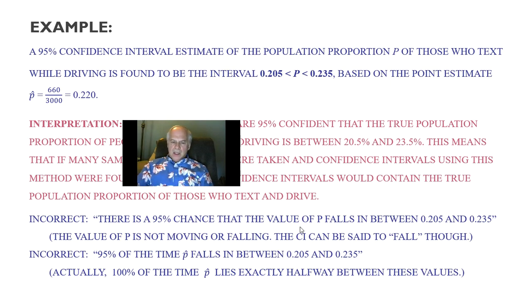Another incorrect statement is 95% of the time p-hat falls in between the two ends of the interval. Again, this is false because p-hat is always exactly in the middle of the confidence interval. In fact, we use p-hat to create the confidence interval. We start from p-hat and go down and go up from that to create the confidence interval. All right?